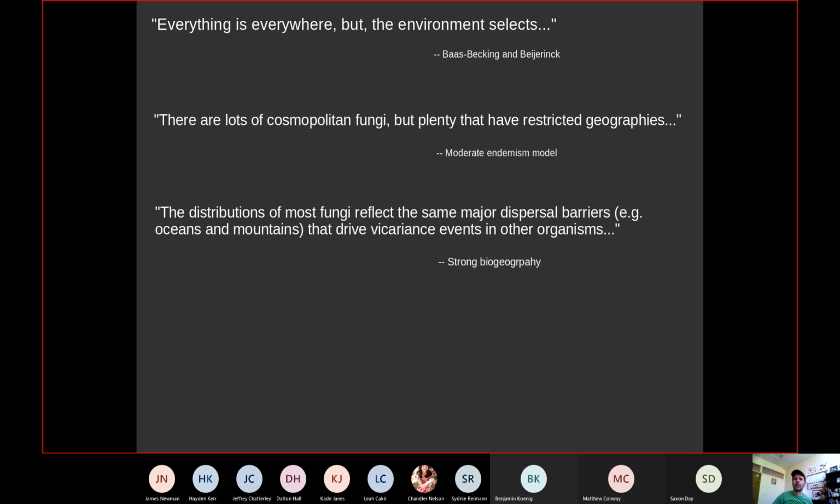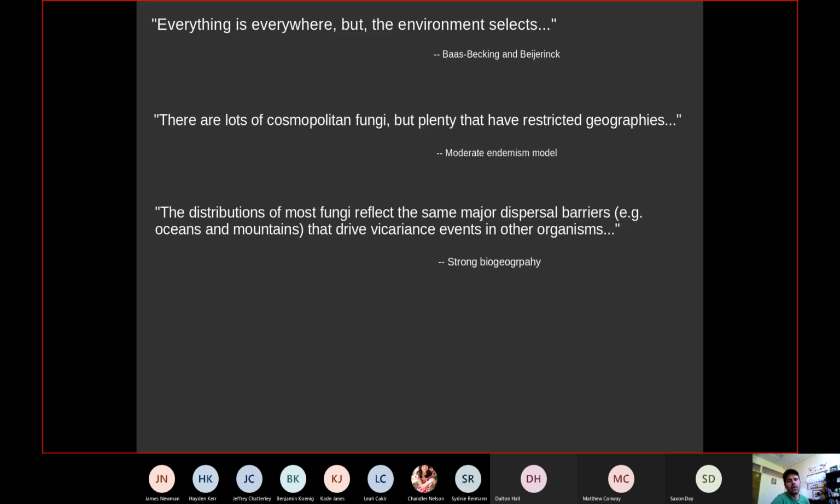So who's got thoughts on these concepts? I'm going to go with the second one, because with us finding spores in the atmosphere with all those air currents, they can pretty much go worldwide, but that would still say that plenty have restricted geographies, because not all of them are going to spread like that or have spores that survive that long. Okay. Who else? Any counterpoints to that?